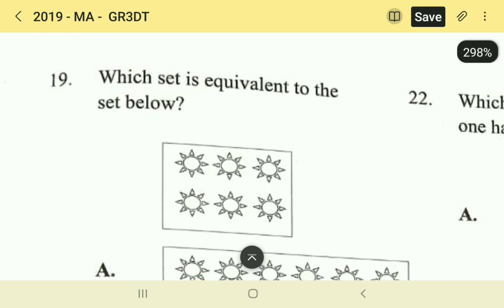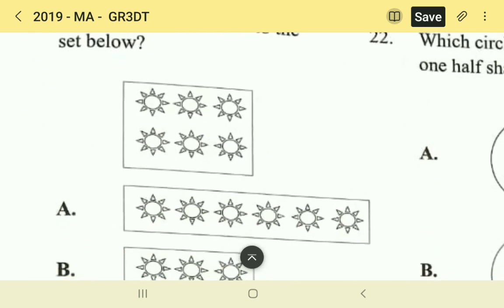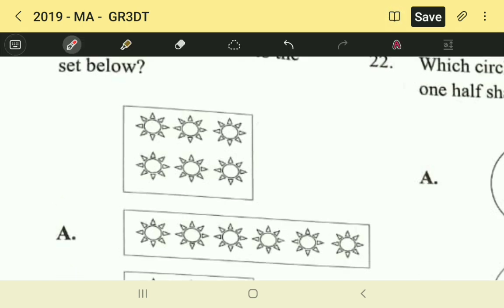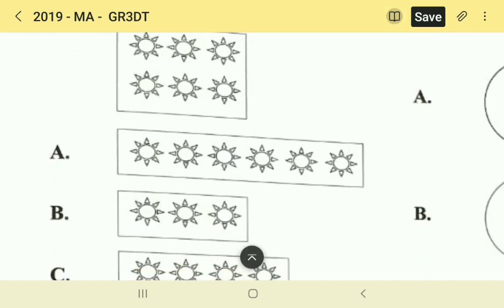Which set is equivalent to the set below? This one is also a repeat. Remember, equivalent will mean same in number or so, but not exactly the same set out or not exactly the same position. All right, so this one, the set we're working with, has 6 items.